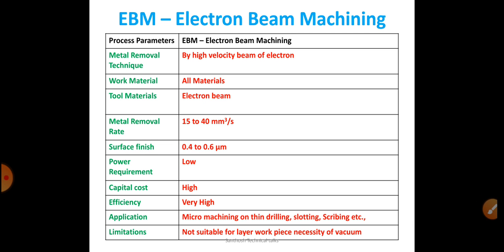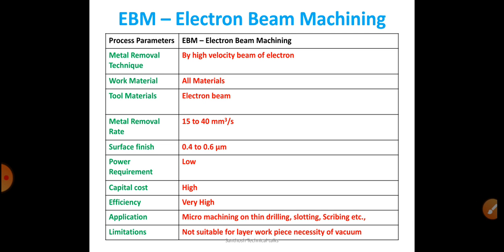We have to produce a perfect vacuum, or else if the vacuum fails, scattering of electrons occurs. We cannot concentrate the electron particles at a particular point. Therefore all tool materials can be used, and all work materials can be used.